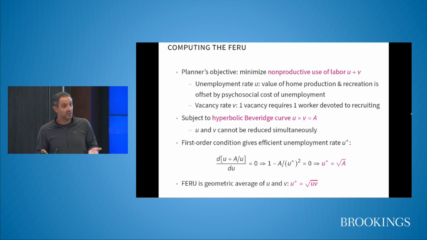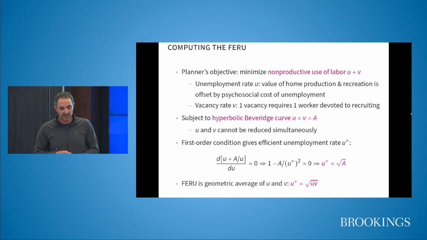Because there is a Beveridge curve in the background. And the Beveridge curve tells us that we cannot reduce both U and V at the same time. In fact, in the US, the Beveridge curve has a very simple shape. It's a rectangular hyperbola, so the product of U and V is always equal to a constant. Because of that Beveridge curve, you can't just set U and V to 0. You have a trade-off between the unemployment rate and the vacancy rate.